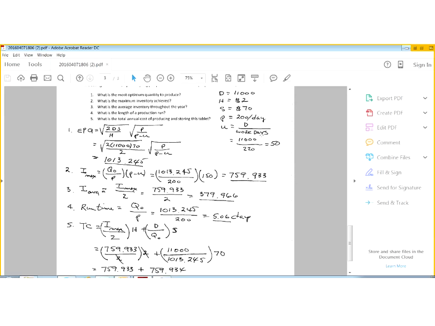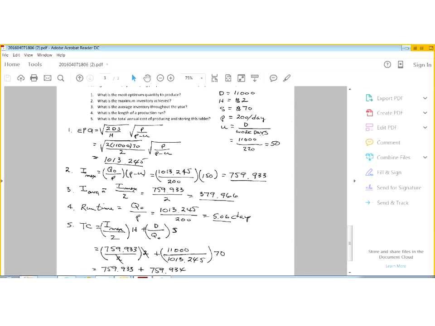So Imax divided by 2, that's average inventory, we already know that, times the holding cost. Now, the annual demand divided by EPQ, if you look at your formula sheet, calculates the number of production runs that we are going to have in a year. So it's essentially the same formula as EOQ for the number of orders per year. But in this case, we're not ordering, we are producing. So how many production runs will we have per year?